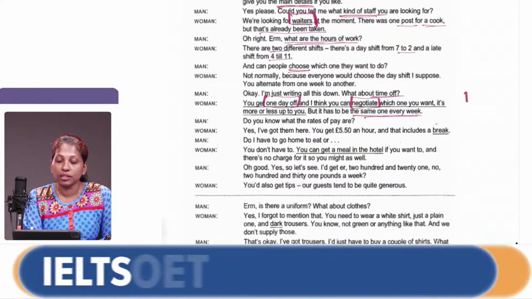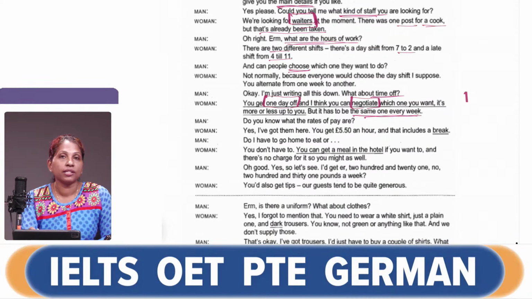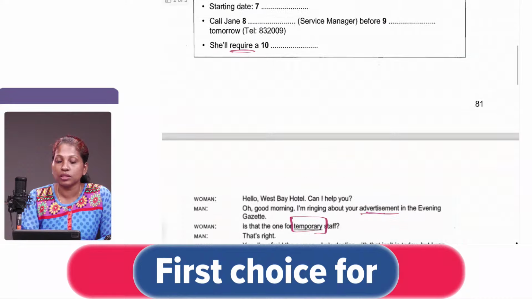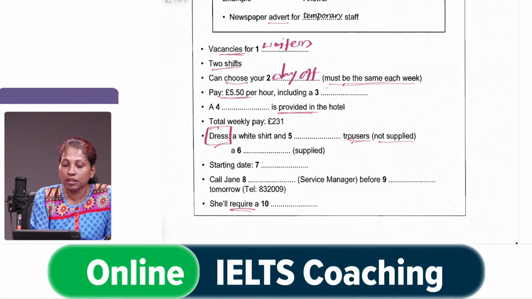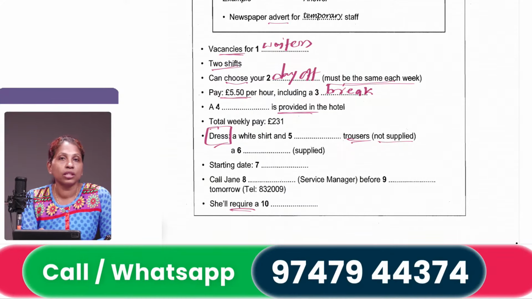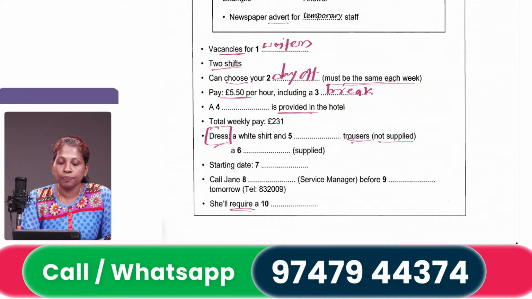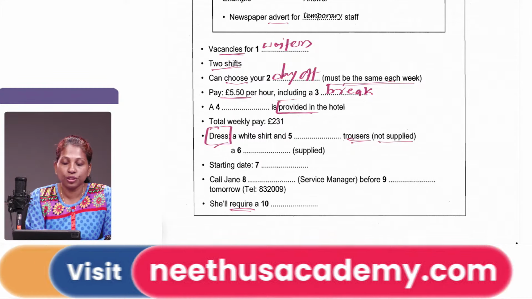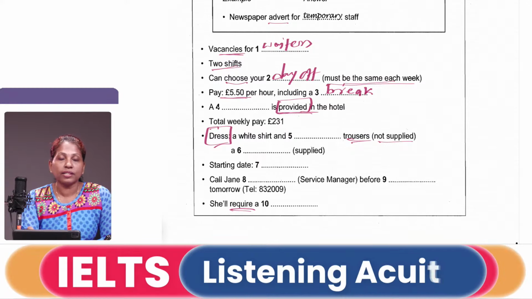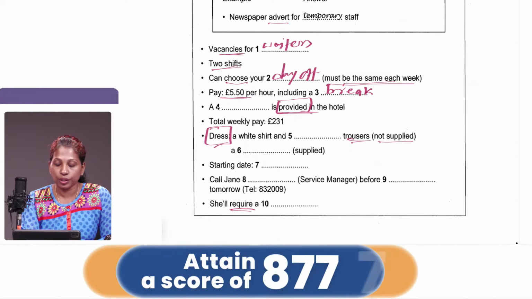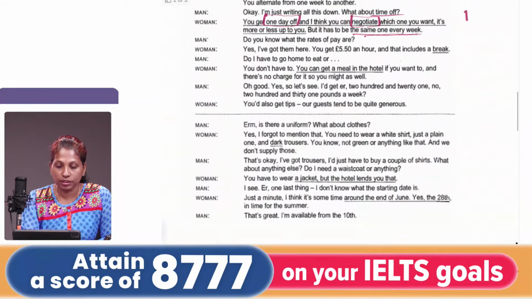So that means what is it? You get £5.50 an hour, which is already mentioned, and then they say it includes something. Here it says break, including a break, right? So that is the answer for the third blank. Third note. Fourth note: a dash is provided in the hotel. So something is provided to you. Some provision, some facility, something is given to you. What is that which is provided to you? Let's see what it is.